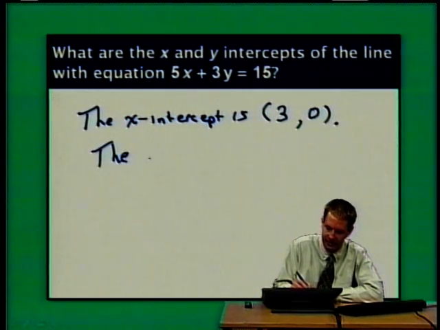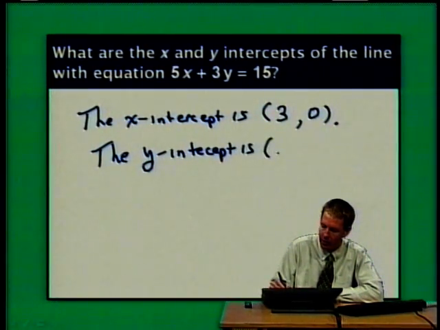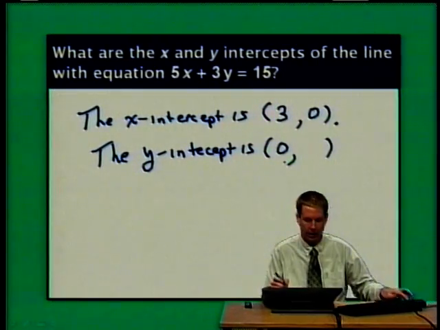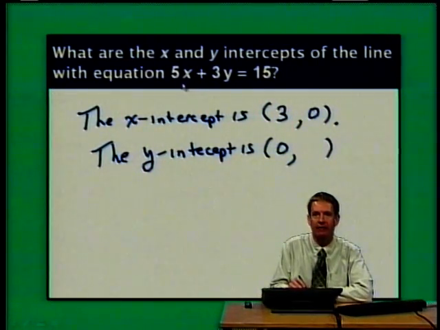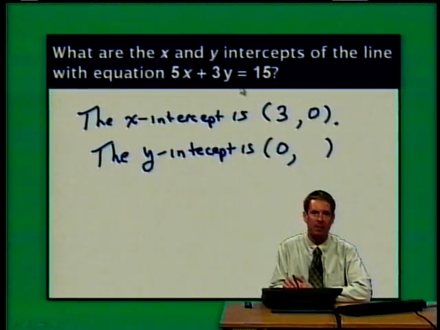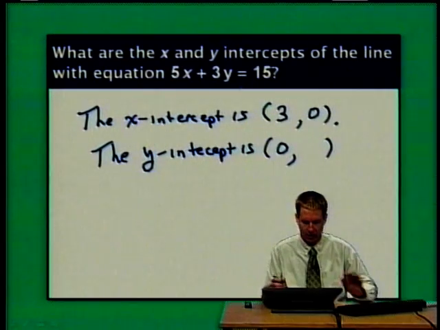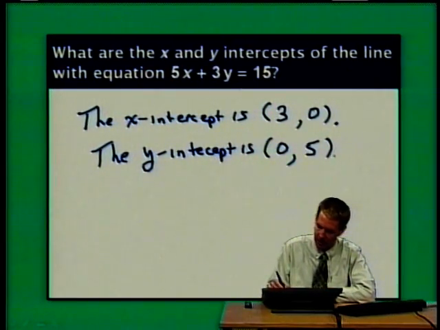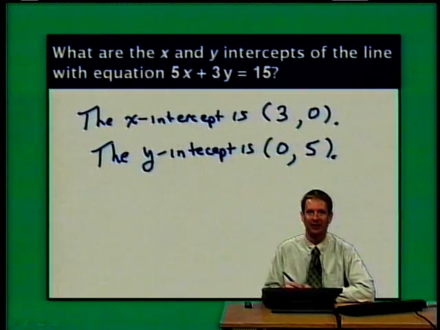The y-intercept is the ordered pair that has an x-coordinate of 0. When x is 0, we get 5 times 0 plus 3y equals 15. y must be 5. So the y-intercept is the ordered pair 0, 5. The y-intercept is the point 0, 5.